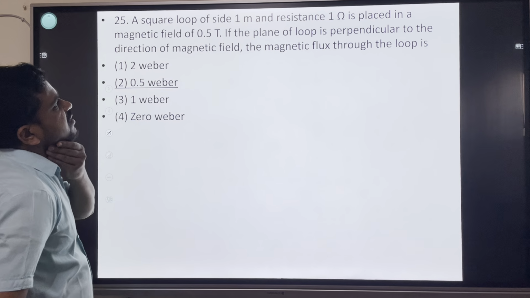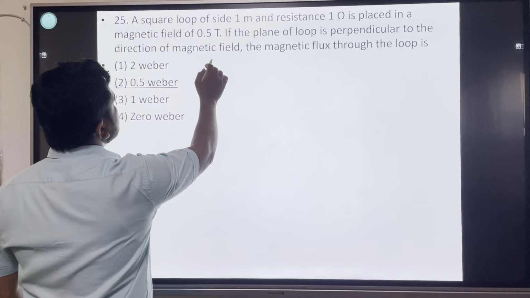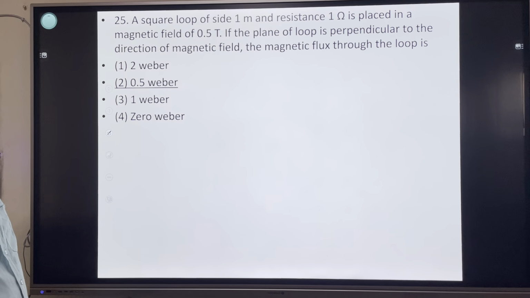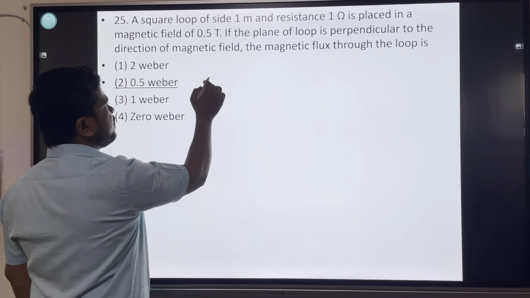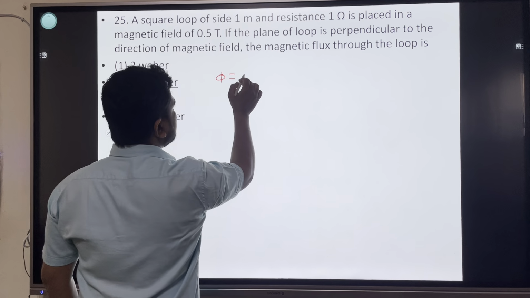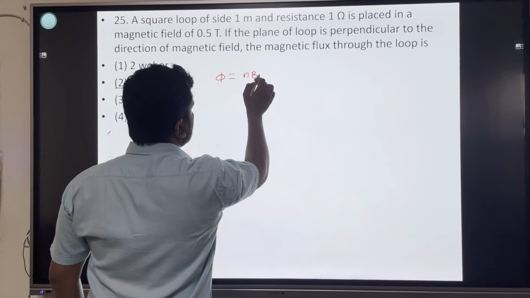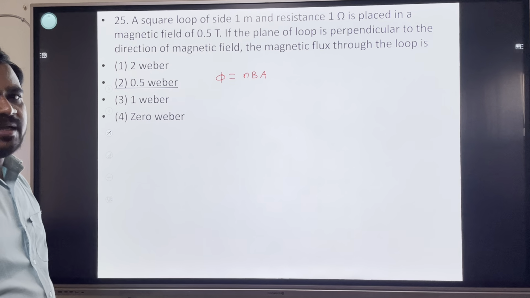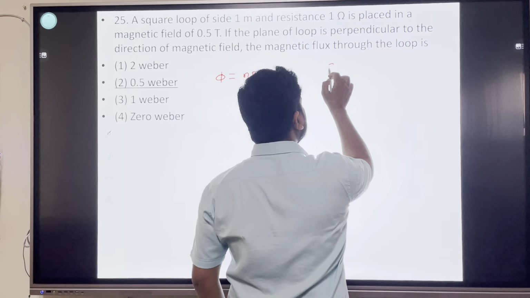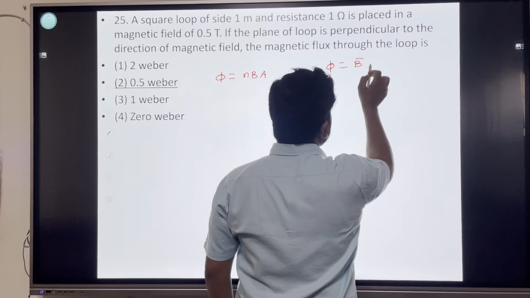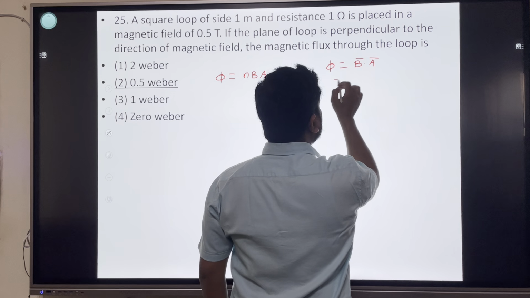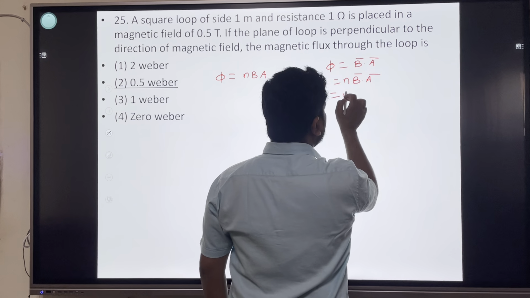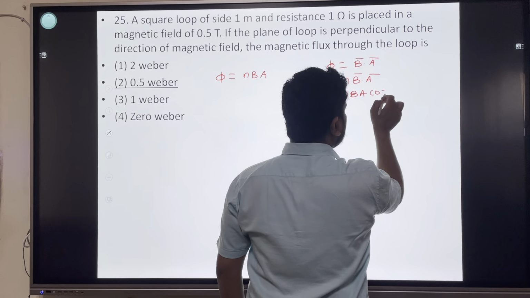Square loop of side 1 meter and resistance 1 ohm is placed in a magnetic field of 0.5 Tesla. If the plane of the loop is perpendicular to the direction of the magnetic field, the magnetic flux through the loop is? Magnetic flux phi is equal to N B A. Number of turns and area given. Magnetic flux का फार्मूला देखिए यहाँ पे phi is equal to B dot A, और n number of turns, n B dot A, n B A cos theta.